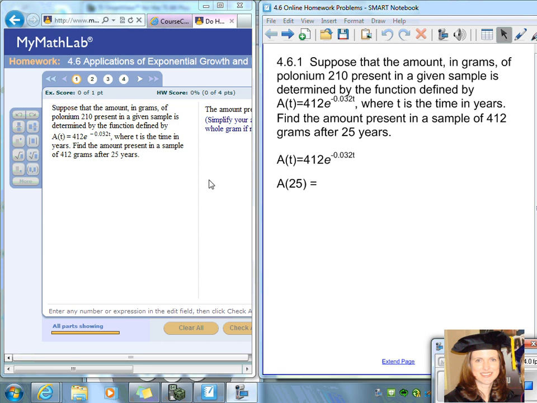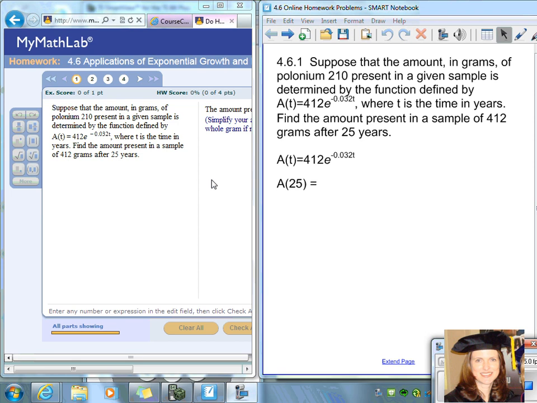Question number 1 from section 4.6, applications of exponential growth and decay functions. We have the following problems. Suppose that the amount in grams of polonium 210 present in a given sample is determined by the function defined by A of t equals 412 e to the negative 0.03 t, where t is the time in years. Find the amount present in a sample of 412 grams after 25 years.